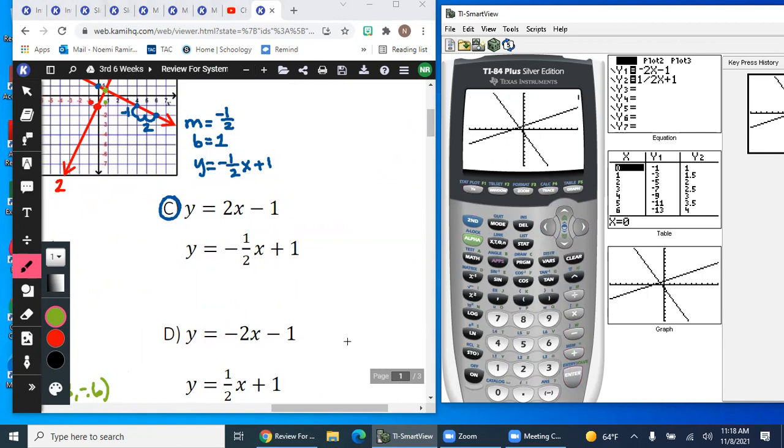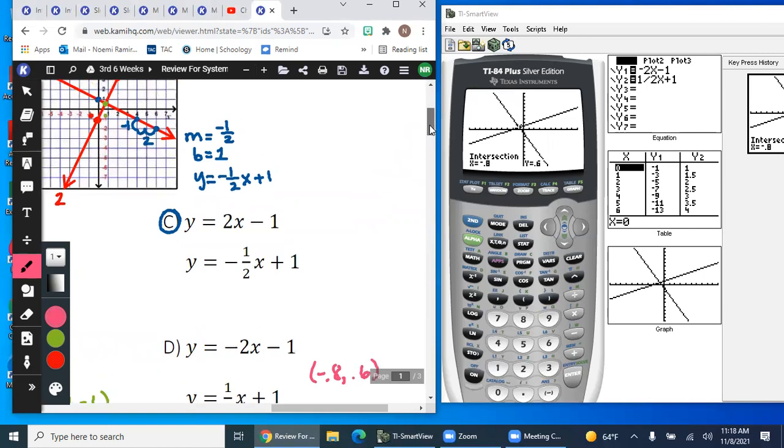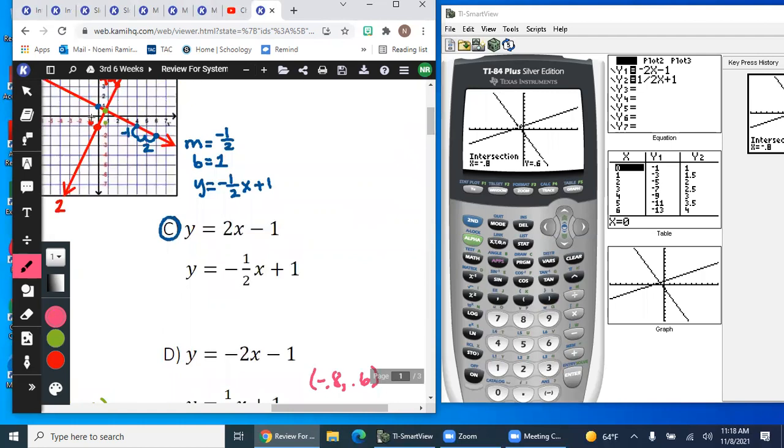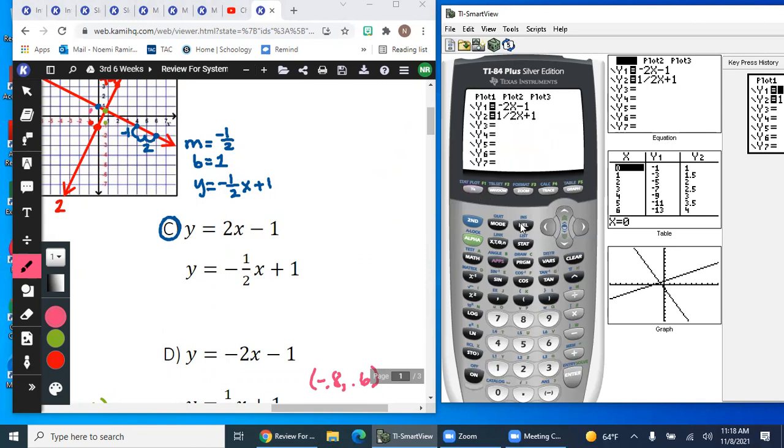Enter, enter, enter. My point of intersection is negative 0.8, positive 0.6. Negative 0.8 on the graph would be going this way, positive 0.6 over here, making the point of intersection in quadrant 2. You also match the graphs, and only C ends up matching, which let me show you: negative, positive 2x, and that should be a negative.